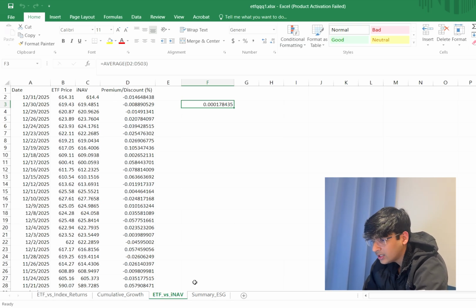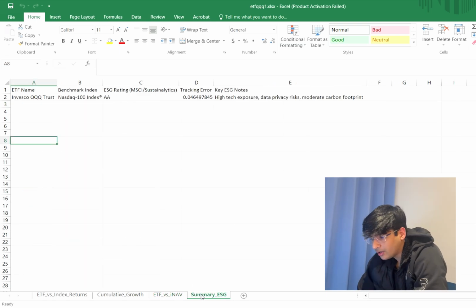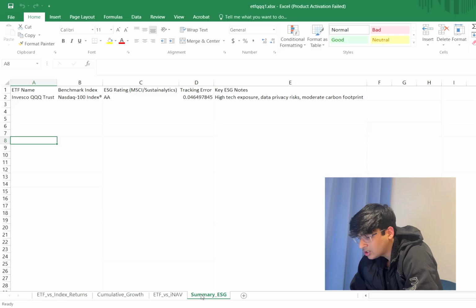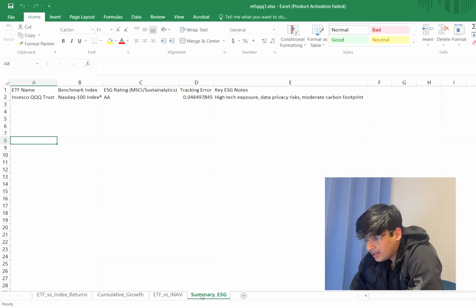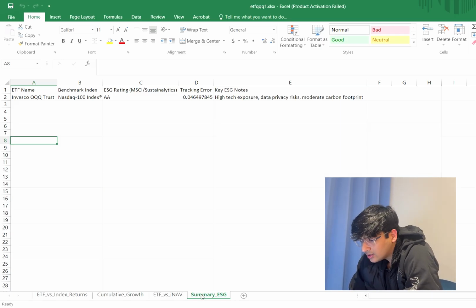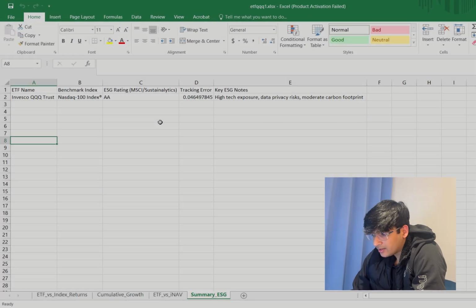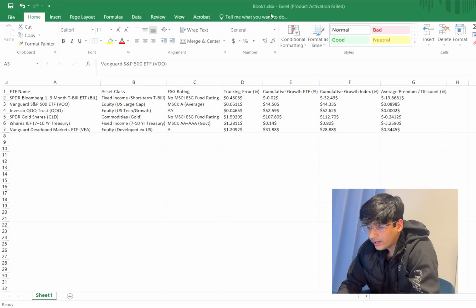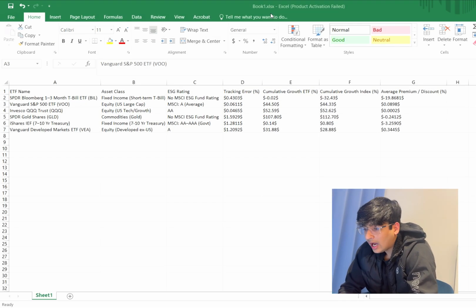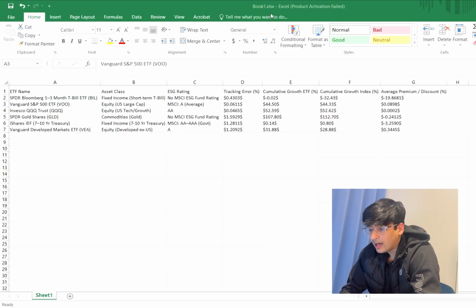The next thing is the ESG summary. Finally, in my ESG analysis, QQQ has an AA rating. I analyzed its exposure to tech-related ESG risk like data privacy, but overall it's a strong light green candidate. I didn't just look at one kind of ETF. I analyzed 6 to create a balanced portfolio.